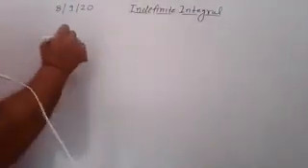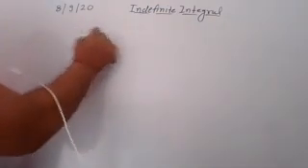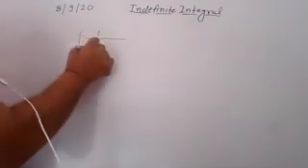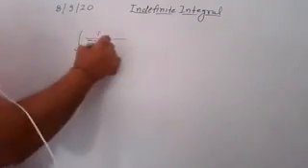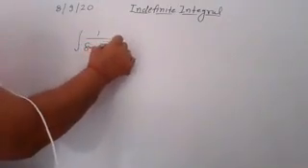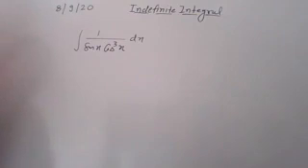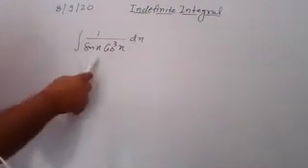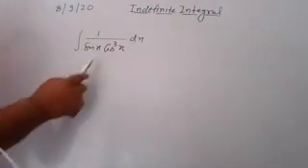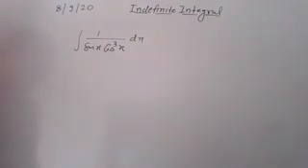Integration of 1 upon sin x into cos cube x dx. You have to integrate that one also. Here you have the same form. This can be written as sin x to the power minus 1 and cos x to the power minus 3. It is the same form, so what do you do?